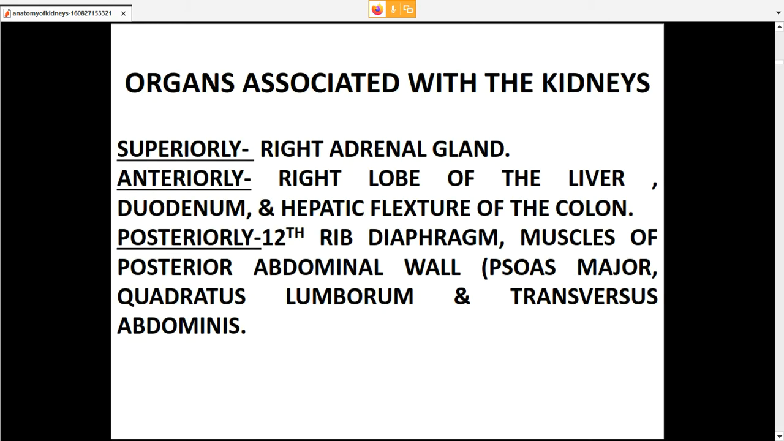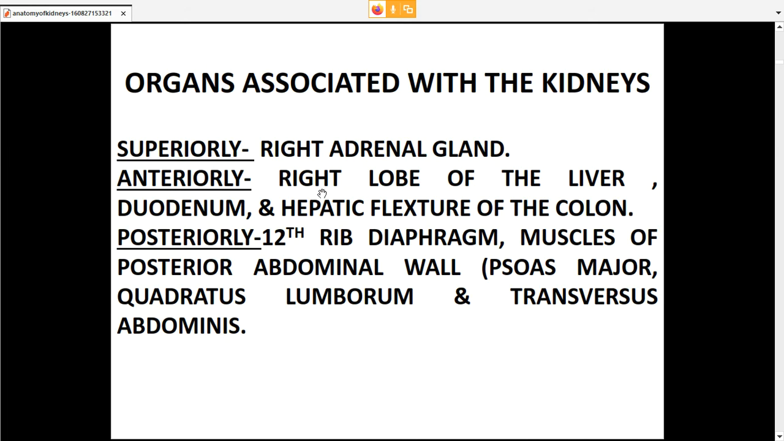Then the organs associated with the kidneys. What are the organs related to the kidney? Superiorly, on each kidney, right and left, we can identify the adrenal glands or suprarenal glands. The name itself says it: supra means above, renal means kidneys. The glands present above the kidneys are called suprarenal glands.